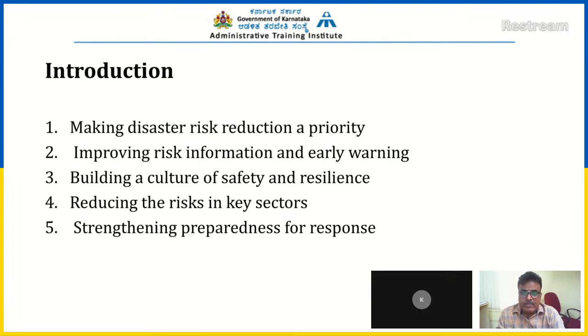Strengthening preparedness for response. This is also another important area. Response is one of the most important parts of disaster management. It is a post-disaster activity. Once the disaster strikes, you need to go and provide proper search and rescue, relief, rehabilitation, and reconstruction activities. That comes under the response.